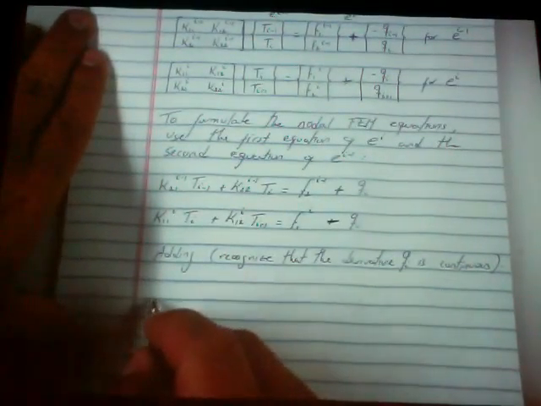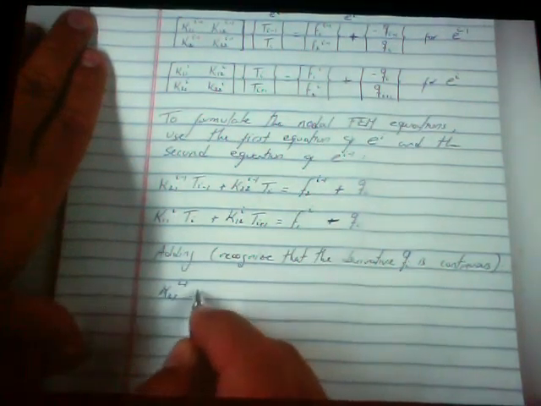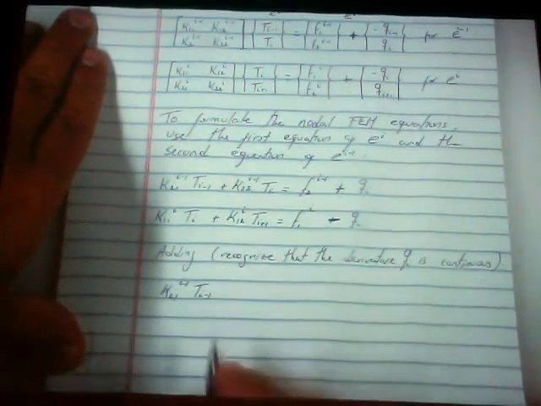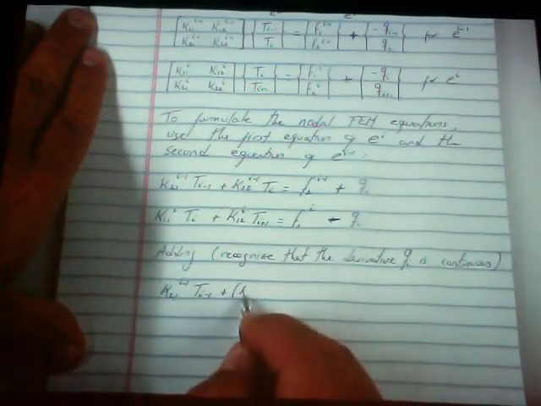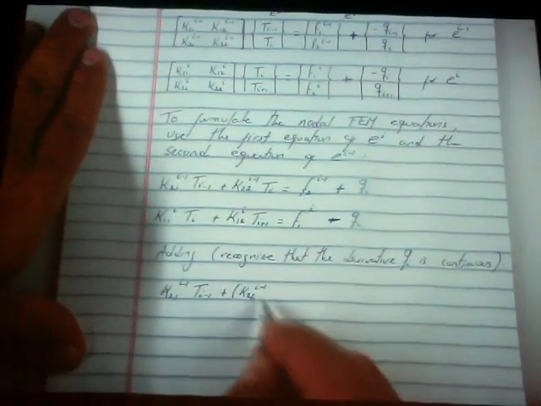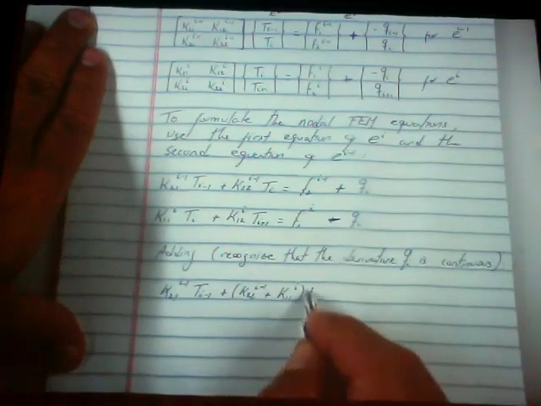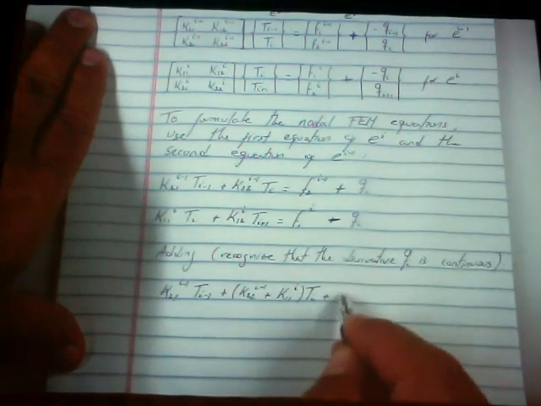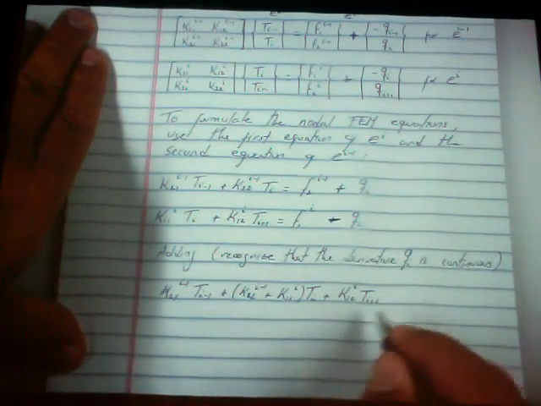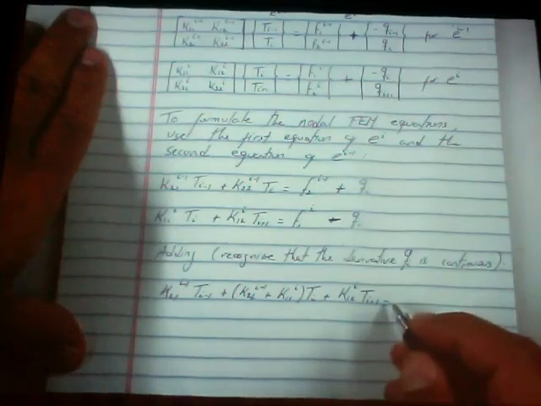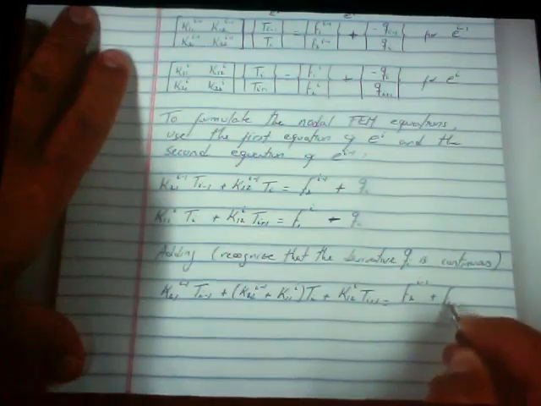And this will result in K21(i-1) times T_(i-1) plus K22(i-1) plus K11(i) times T_i plus K12(i) T_(i+1) is equal to F2(i-1) plus F1(i).